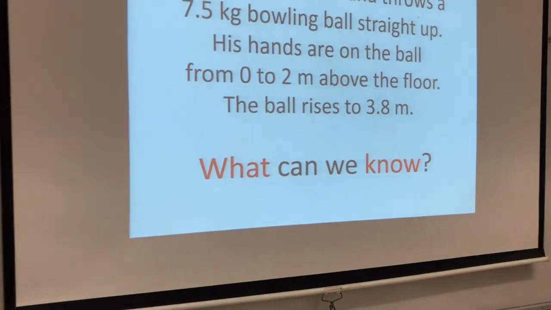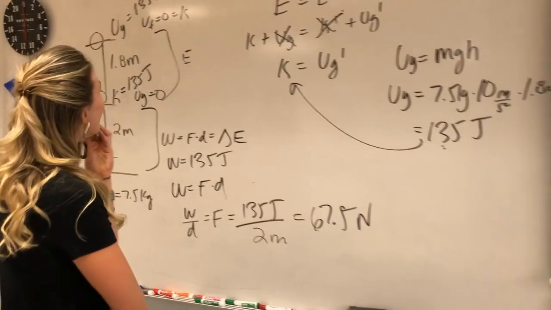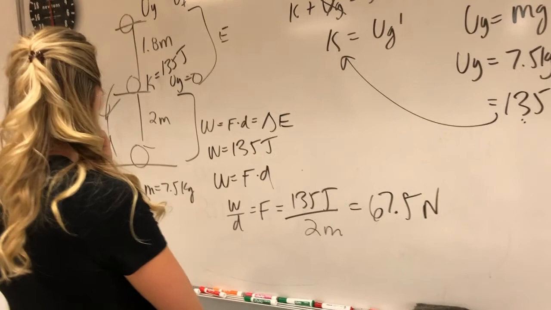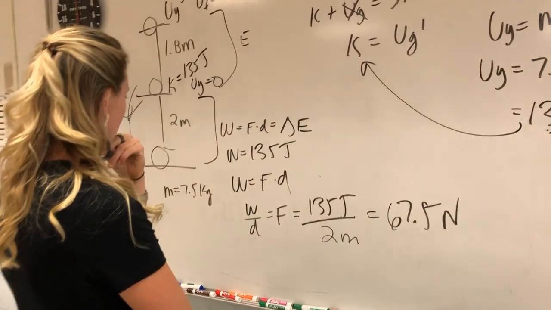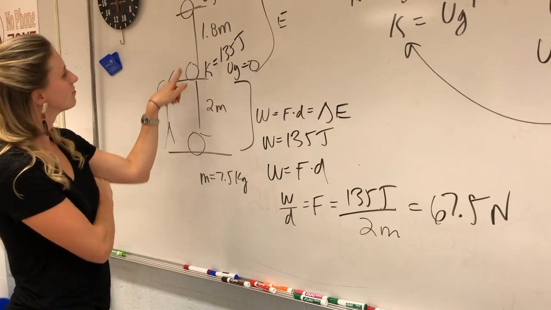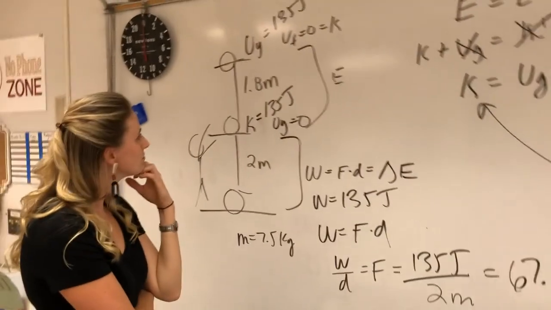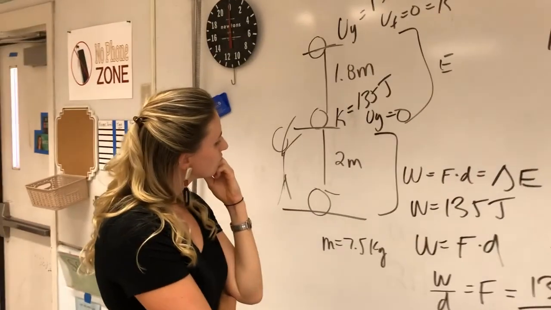Is there one more thing we could get out of there? Let's see. So the ball was on the floor, it wasn't moving. He did work through 2 meters and it had kinetic energy when it left his hands. If we know the mass and we know the kinetic energy, what else can we know?